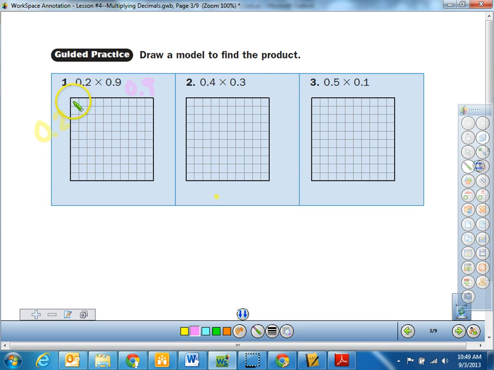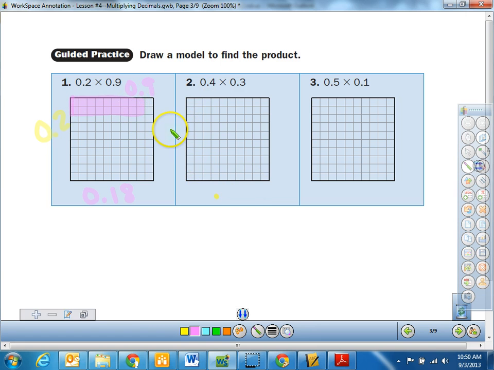Well, we need 2/10, so 2 out of these 10 is what we're going to be using, and 9/10, so 9 out of these 10. So we're going to be using all of these squares, shading them in, and we get what for an answer? Well, we can count them up to see what's shaded when we overlap the 9 and the 2, which if we count it up, it should be 0.18. 1, 2, 3, 4, 5, 6, 7, 8, 9, 10, 11, 12, 13, 14, 15, 16, 17, 18. Perfect.